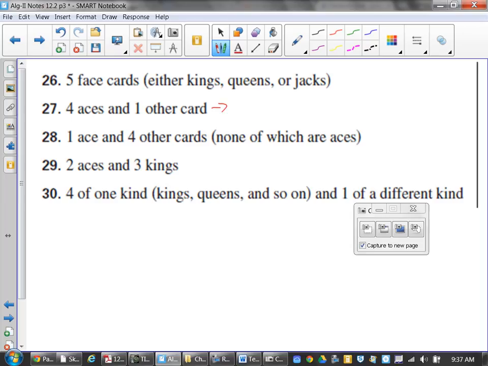So, how many aces are in a deck of cards? I need to pick my card. You chose to pick for me. How many of them do you want? 4. So it's 4, choose 4.